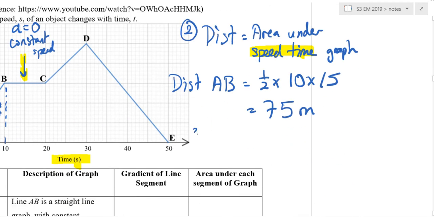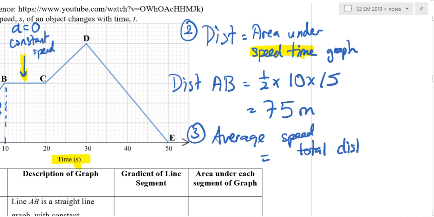Now, last one. Can you write down number 3? Average speed. Now, the worst average speed I see is speed 1 plus speed 2 divided by 2. Wrong. Average speed is never about adding the speeds and dividing by the number of speeds. So can you write down? Average speed is always total distance divided by total time.